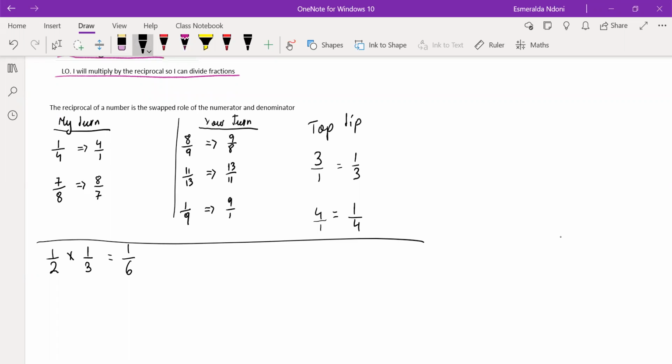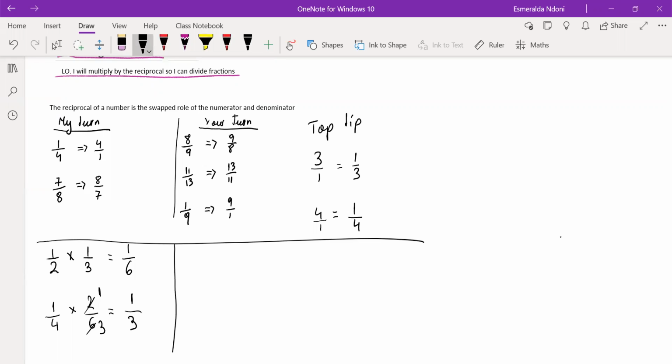Let's do another example. 1/4 times 2/6. First thing that we do, we simplify, make your life simple, simplify first. So we can divide here by 2. I'm left with 1, and 6 divided by 2, I'm left with 3. Now I can multiply. 1 times 1 is 1, and 4 times 3 is 12.